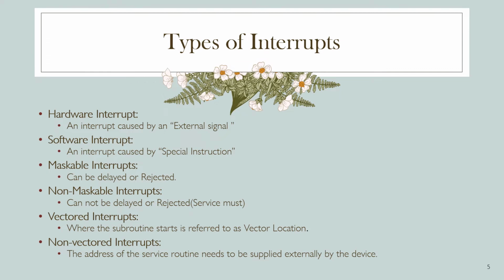Maskable interrupts are those which can be disabled or ignored by the microprocessor. Non-maskable interrupt is a hardware interrupt that bypasses standard interrupt masking techniques in the system. This interrupt cannot be ignored by the microprocessor. Vector interrupts are those which have a fixed vector address, that is, the starting address of a subroutine, and after executing this program, control is transferred to that address. Non-vector interrupts are those in which the vector address is not predefined. The interrupting device gives the address of the subroutine for these interrupts.